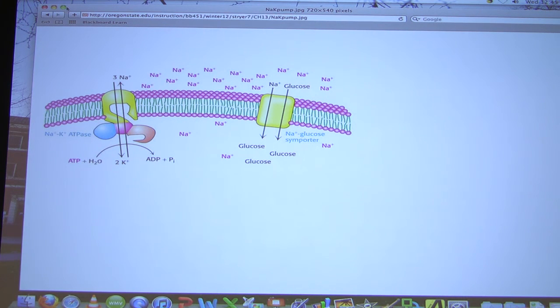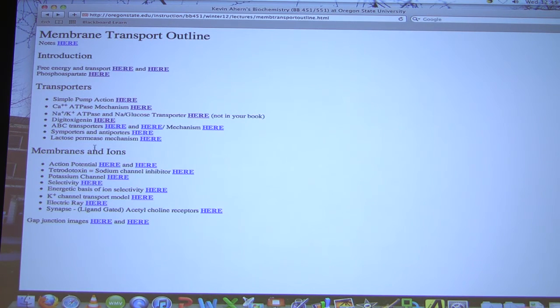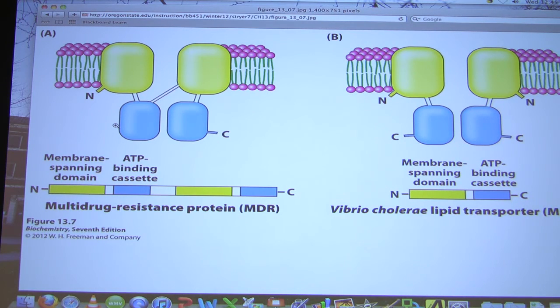Okay, let's do one last thing, and then we'll call it a day. I actually have two things, another class of proteins that use ATP to do active transport. I described the P-type ATPases to you as one example. They were the ones that used phosphoaspartate. What you see on the screen is a schematic representation of another class of ATP-using transporters. They're called ABC transporters.